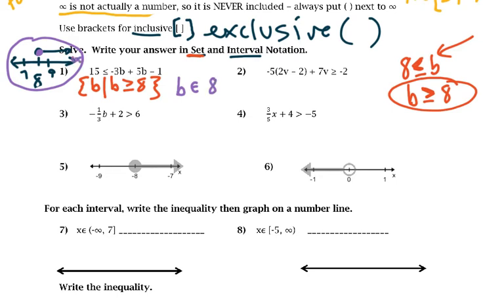goes to infinity, and it never includes infinity. Is it including the 8? And the answer is yes. So these are my two answers for this problem.